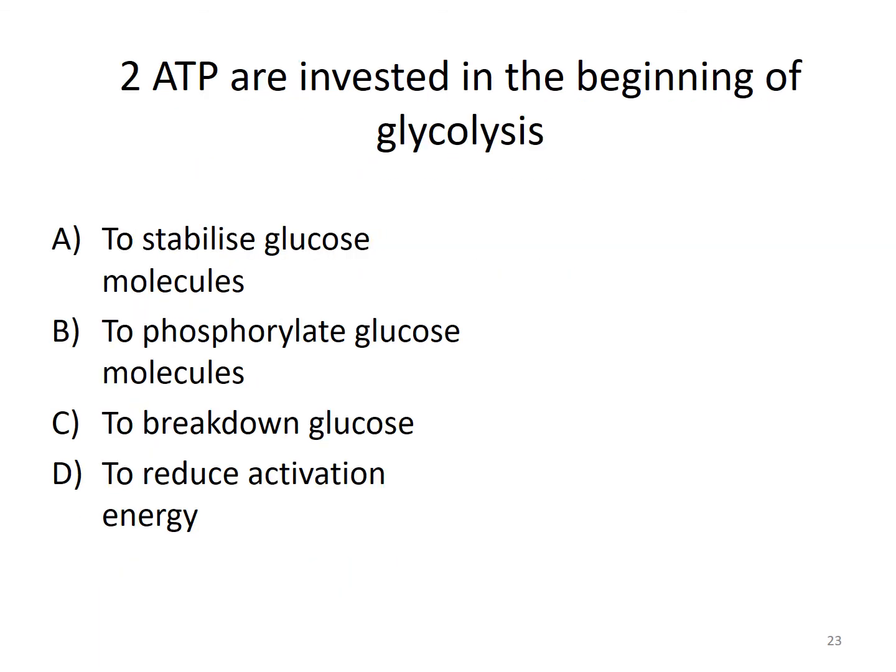And how about this question? Well, the answer is B, to phosphorylate glucose molecule. So with the phosphorylation of the glucose molecule, it makes the metabolite less stable because they are now becoming more reactive, and therefore they are ready to join in the subsequent steps of glycolysis.